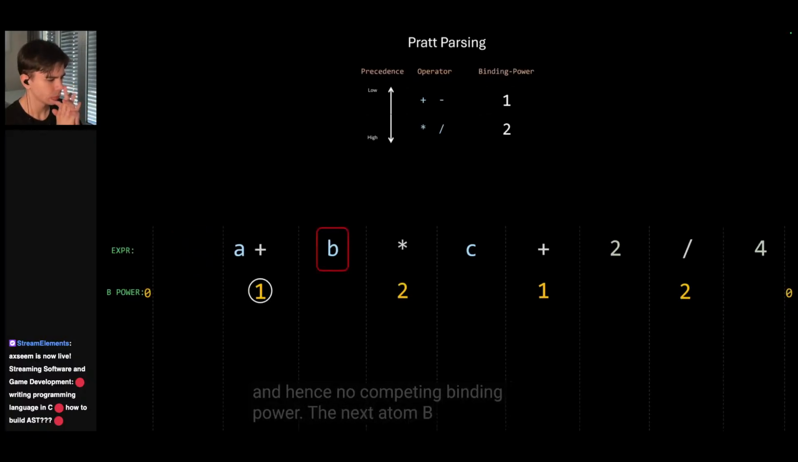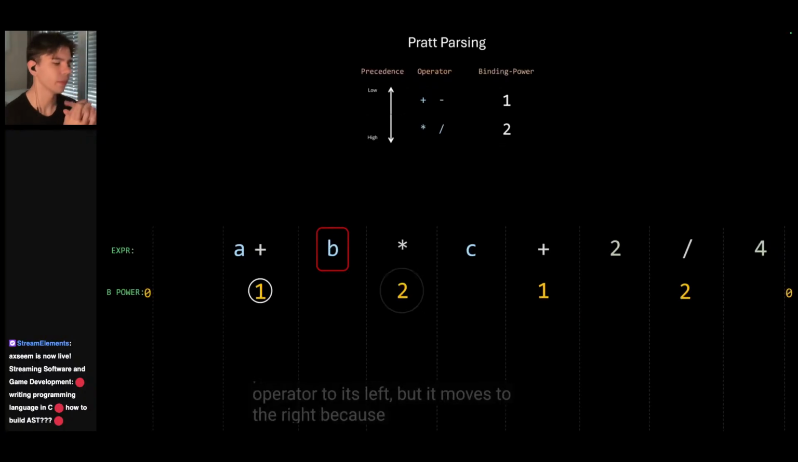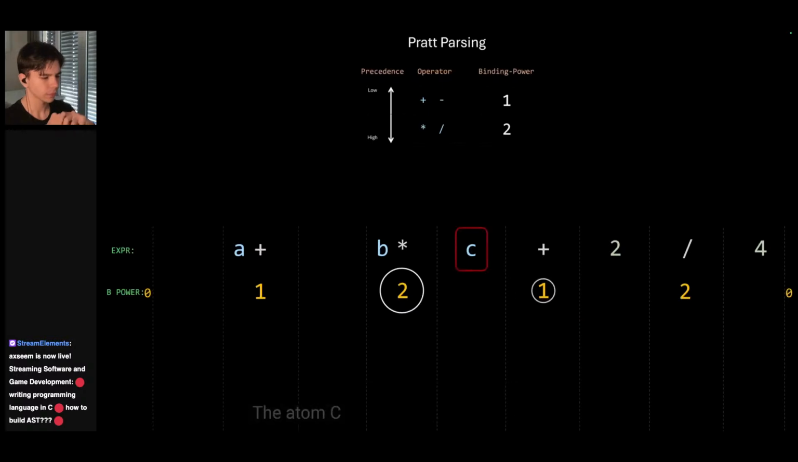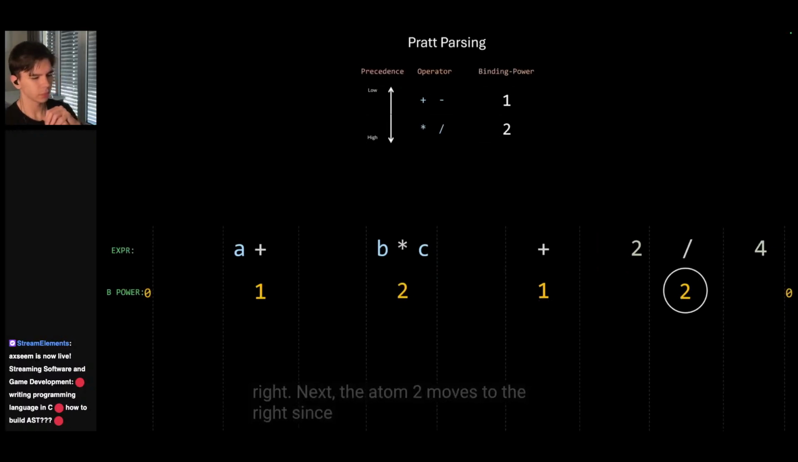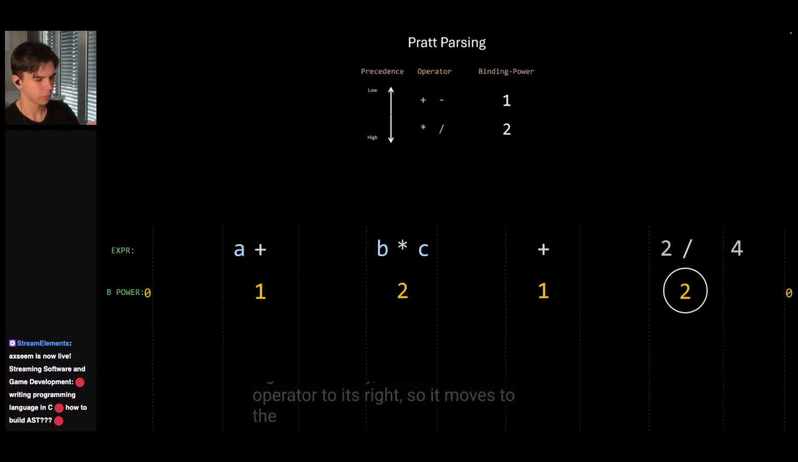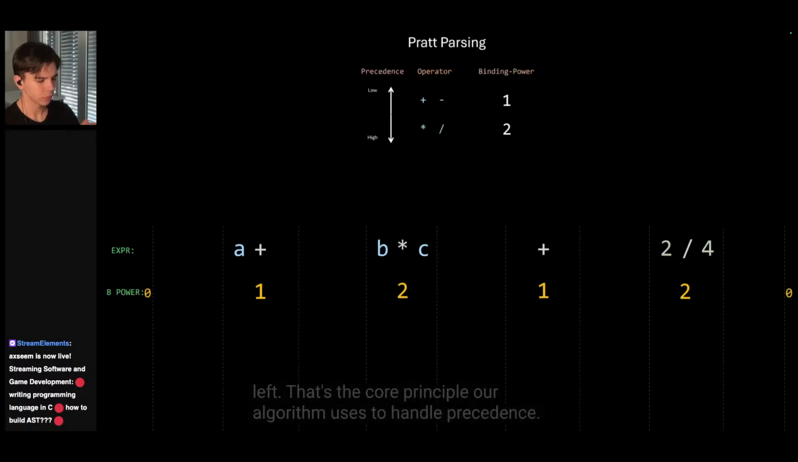The next atom, B, does have an operator to its left, but it moves to the right because the star operator has higher binding power than the plus. The atom C moves to the left, since the star operator to its left has more binding power than the plus to its right. Next, the atom 2 moves to the right, since the division operator has more binding power than the plus sign. And finally, the atom 4 has no operator to its right, so it moves to the left. That's the core principle our algorithm uses to handle precedence. Atoms move toward the operator with higher binding power.